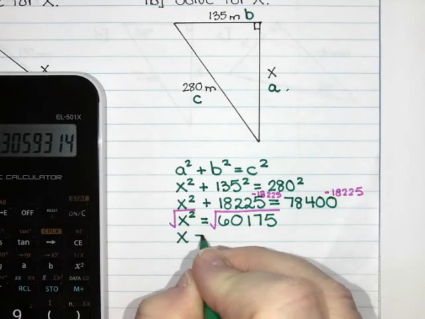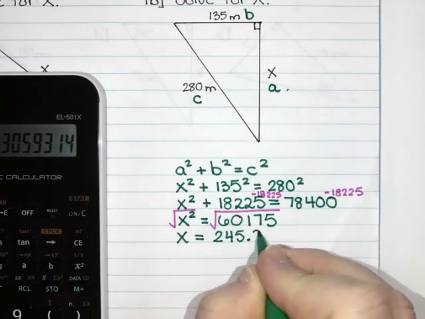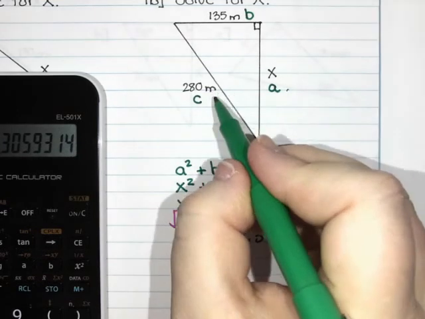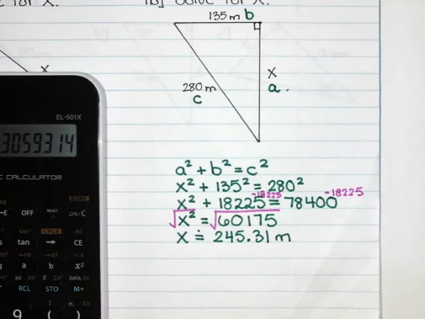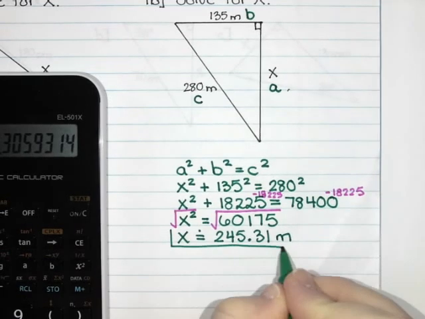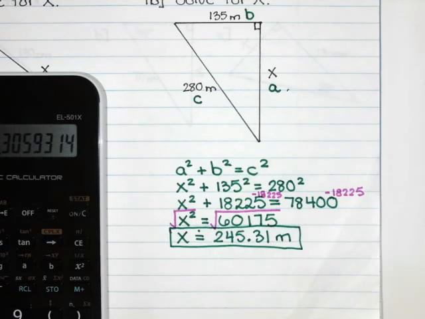So x equals 245.31, and that's meters. And I'm going to put a dot over my equal sign to show that I rounded. And that's what you need to know about Pythagorean theorem.